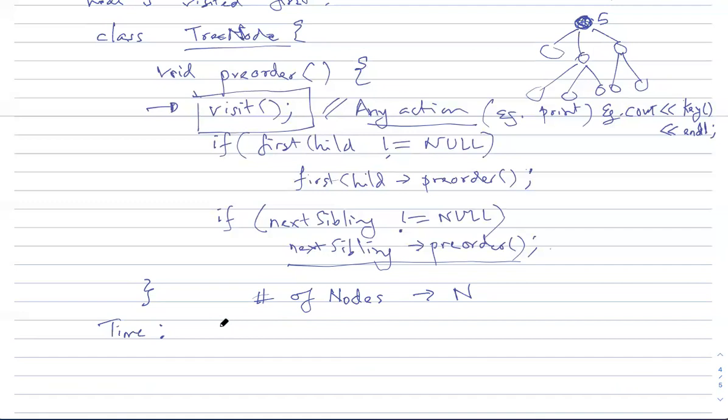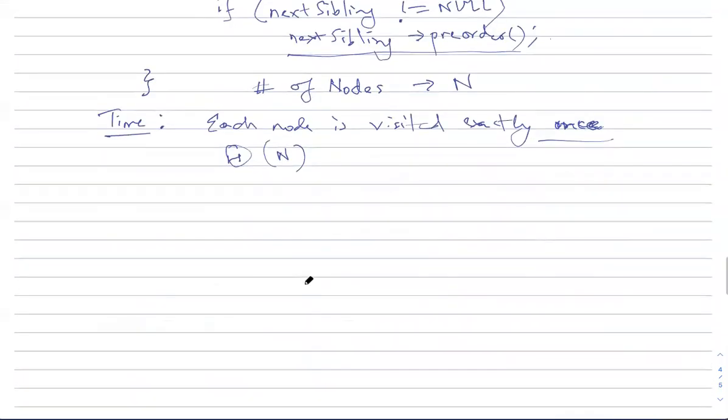Any question on that point? So in other words, you're going to call the visit, or perform some action, and you're getting the opportunity to do that exactly once. So each node is visited exactly once, and that's the basic reasoning why the time complexity is going to be order of n. Okay.